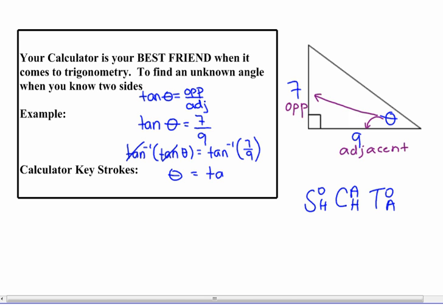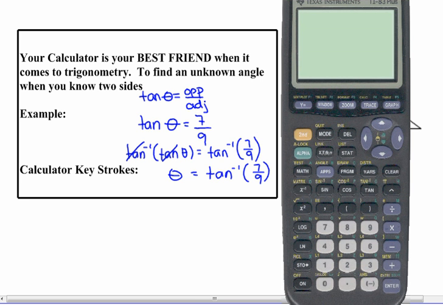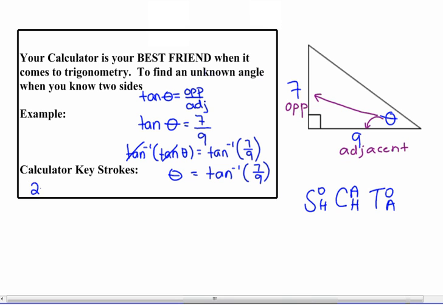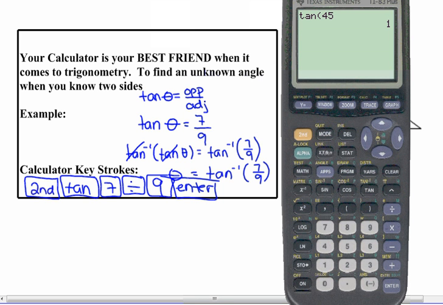how do we plug that in? Well, I'm going to actually write down the keystrokes. So the keystrokes are, so to get the inverse tan, we push second. Turn on your calculator. Second. So you want to push second, and then tan, 7 divided by 9, and then enter. Okay? So second tan, 7 over 9, enter, is 38 degrees.